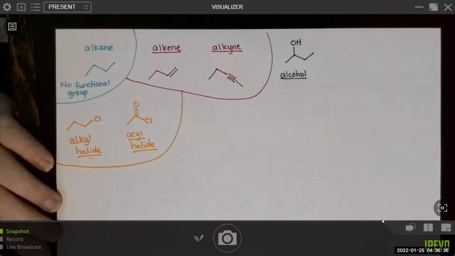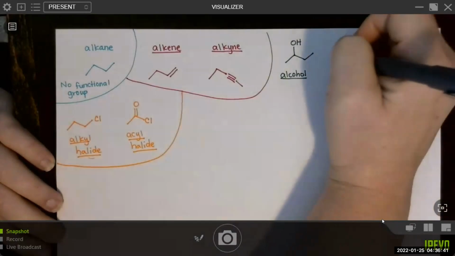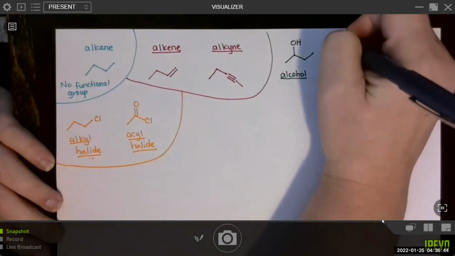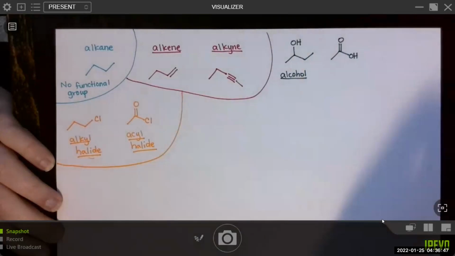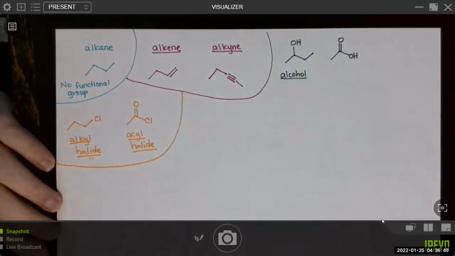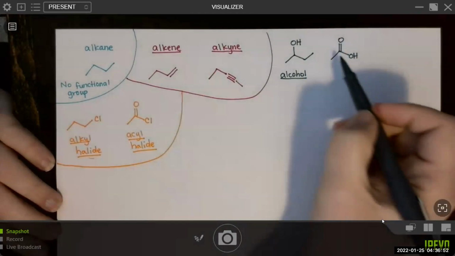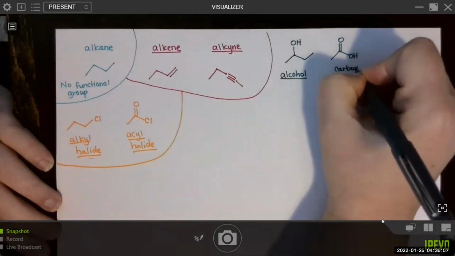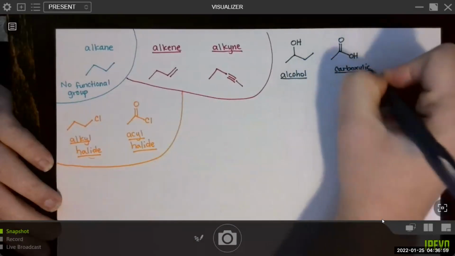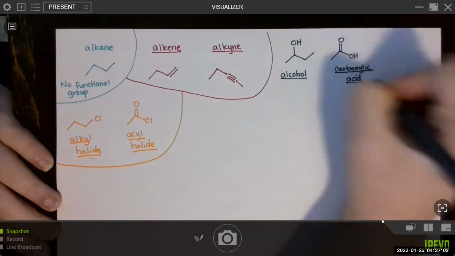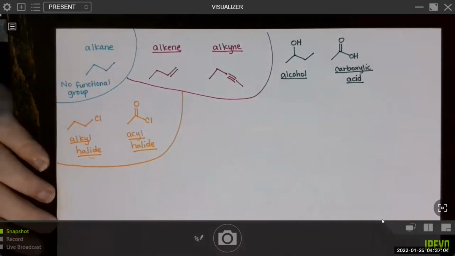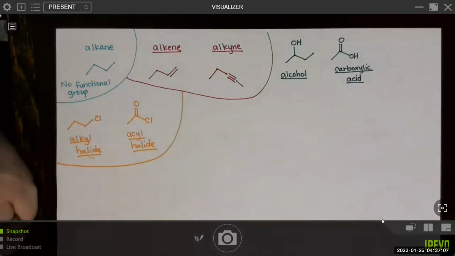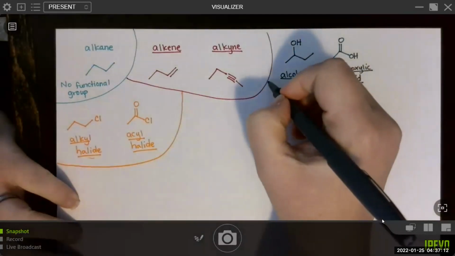Right? So that's an alcohol, but let's do some that are kind of similar to that. What if that carbon that's attached to the OH group is also double bonded to an oxygen? This is no longer an alcohol. This is actually now called a carboxylic acid. So it might help if you make some flashcards to learn these different functional groups.